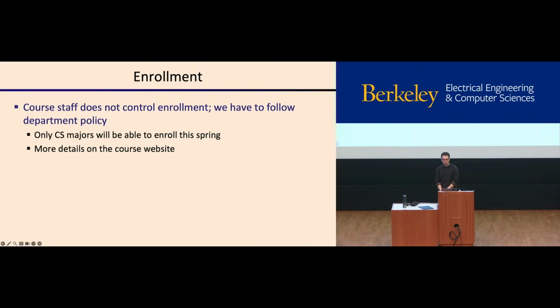On enrollment, we have to follow the department policies. If you're waiting to see if you're enrolled, we have to wait until those enrollment requests get approved by the department, and we can only, unfortunately, let you take the class if you're a CS major. I think data science as well, and there are more details on the course website about that. But we'll just breeze through.